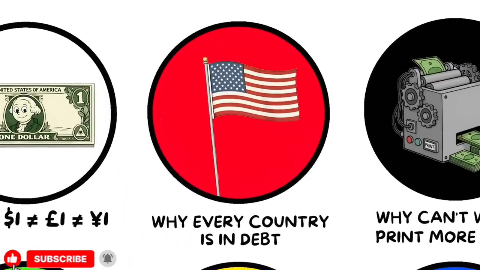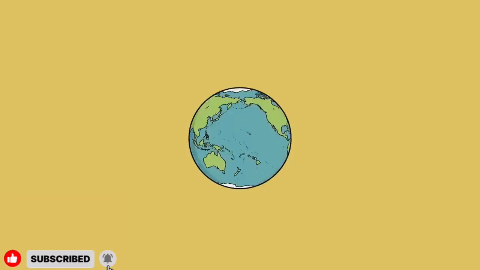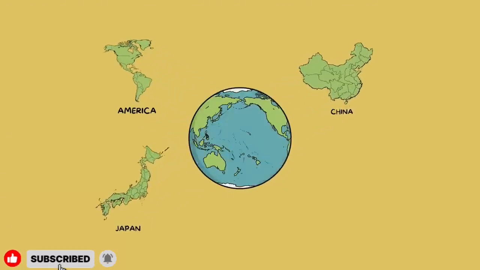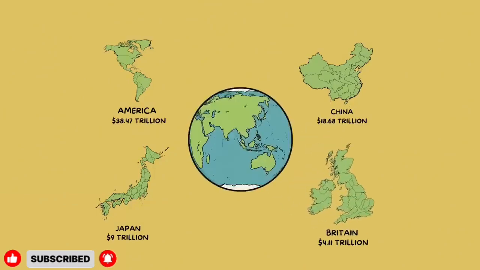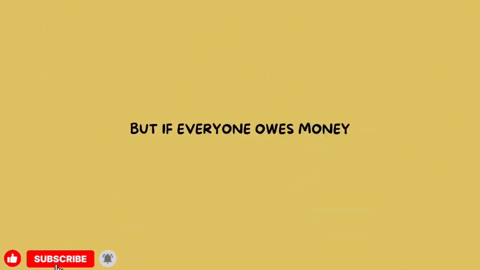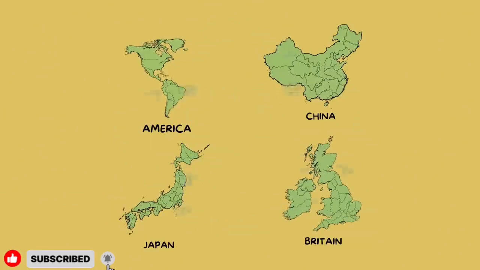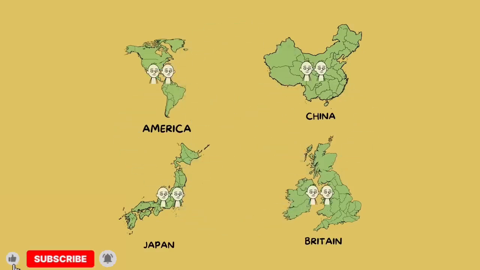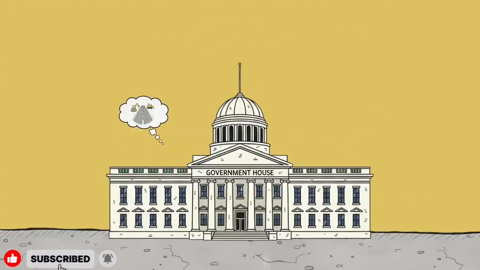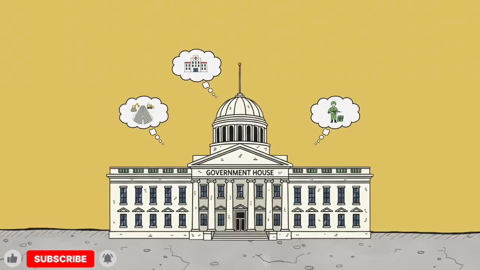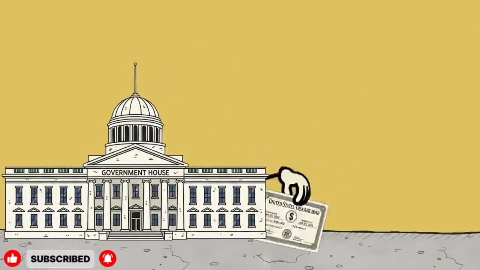Why every country is in debt and who they owe. Every major country on Earth owes money. America, China, Japan, Britain. Trillions of dollars in debt. But if everyone owes money, who are they paying? The answer is each other and their own citizens. When a government needs money to build roads, pay soldiers, or fund hospitals, it doesn't just print cash. Instead, it borrows by selling bonds.